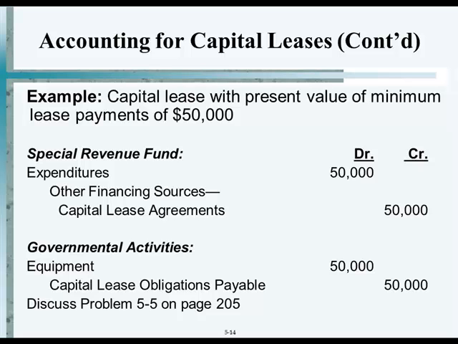This is how we would normally record a capital lease. You debit the asset and credit a liability. But look at how we do that at the fund level. We recognize it as an expenditure of 50,000, and it's shown as other financing source, capital lease agreement, of 50,000. Not revenue, but other financing source. If we have time, we'll come back and take a look at that question 5.5. Every capital lease transaction is recorded this way.